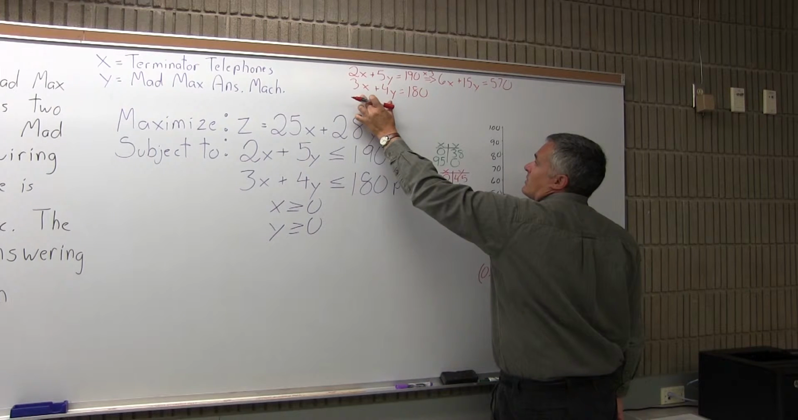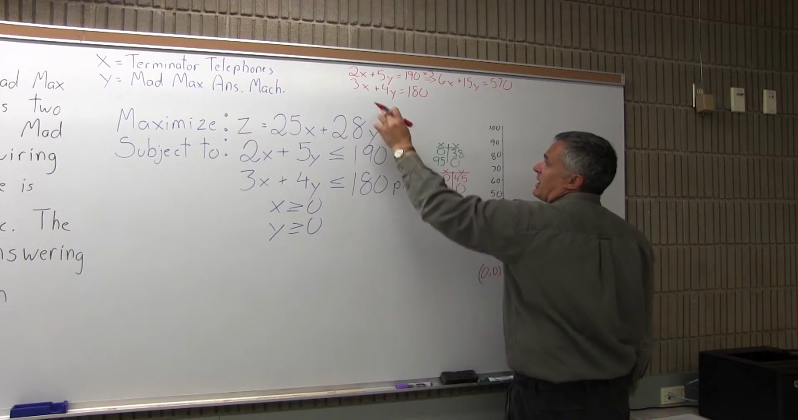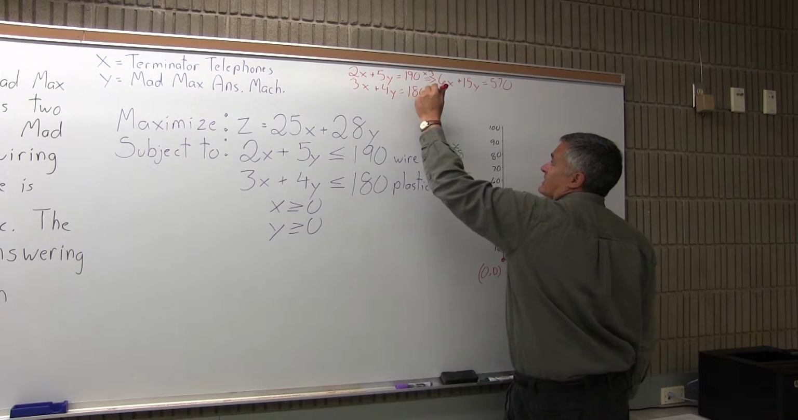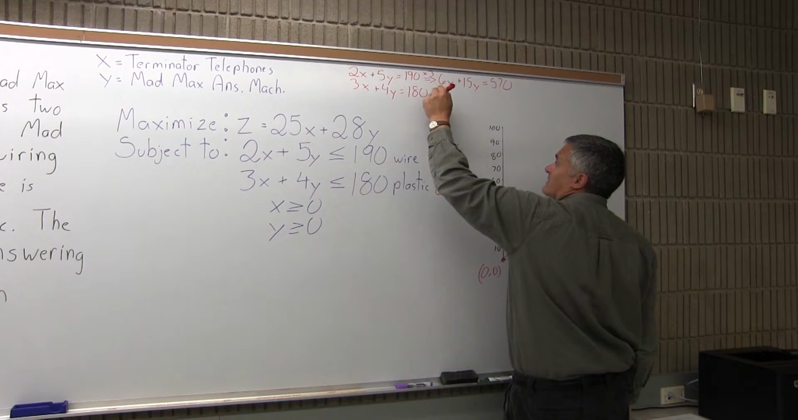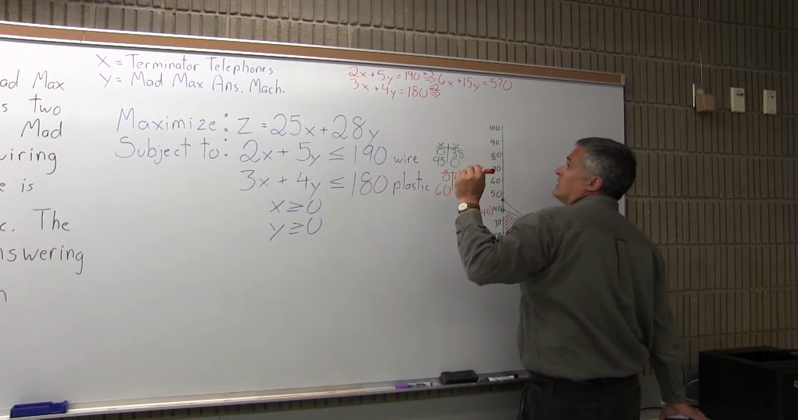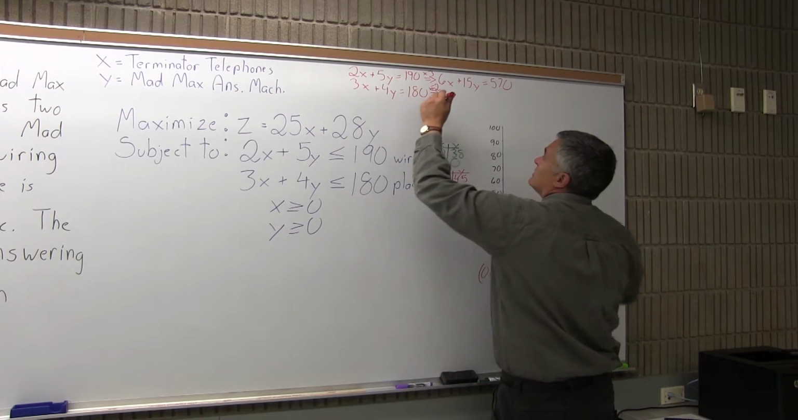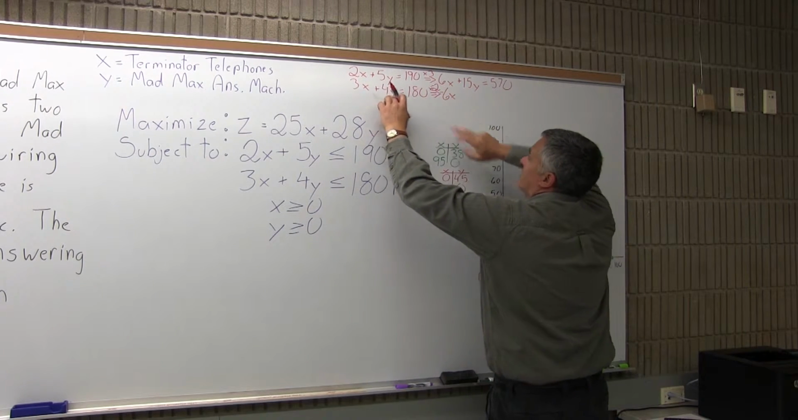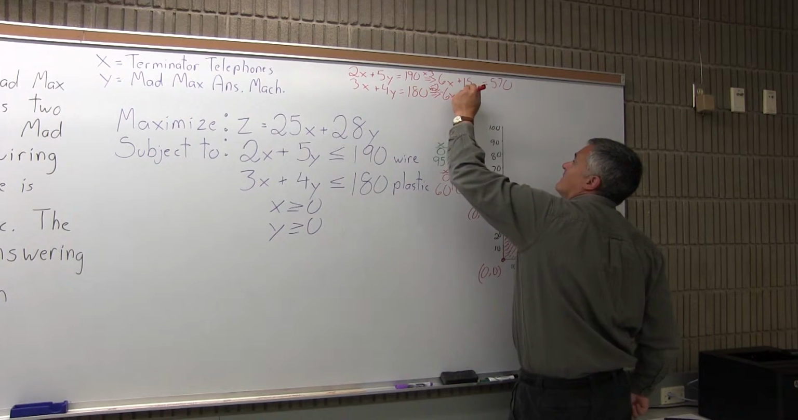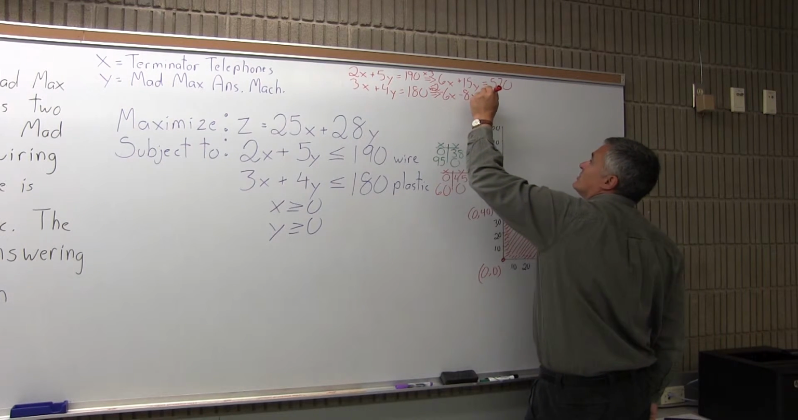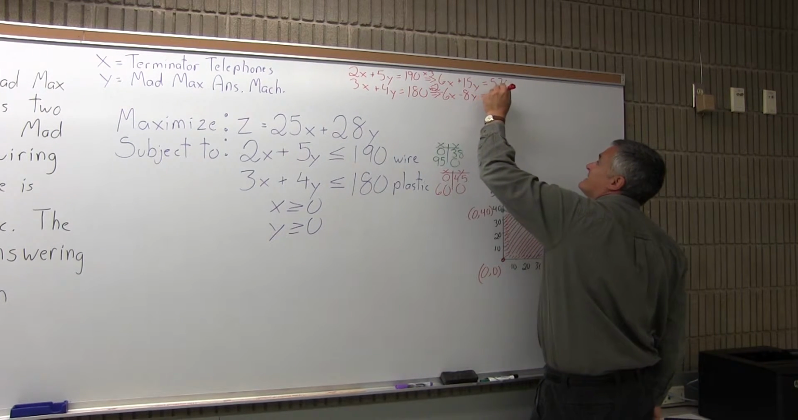Now, for the bottom equation, with the 180 for the plastic, I want to make a negative 6x. So I have a 3x now, so to make a 3x into a negative 6x, everything has to get multiplied times minus 2. So 3x times minus 2 is negative 6x. 4y times minus 2 is negative 8y. And then 180 times minus 2 is negative 360.